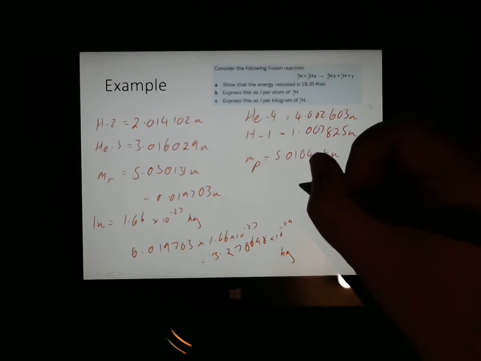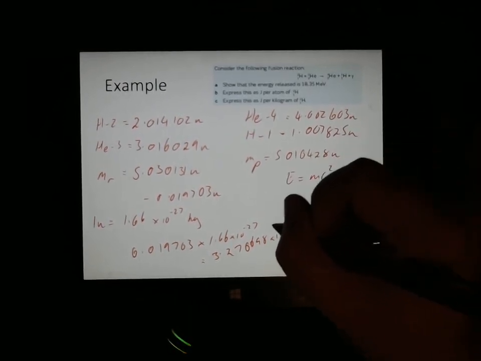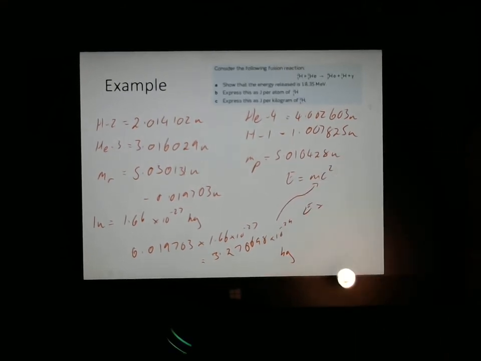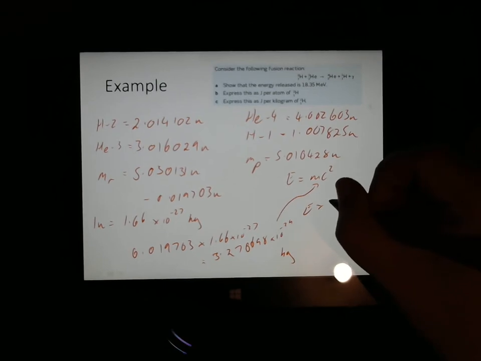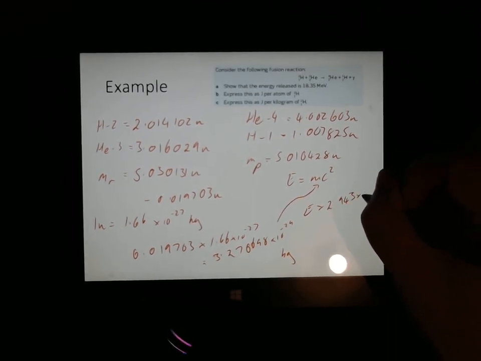Using E equals mc squared. So here's our m value. E equals that times 9 times 10 to the 16 gives me 2.943 times 10 to the negative 12 joules.